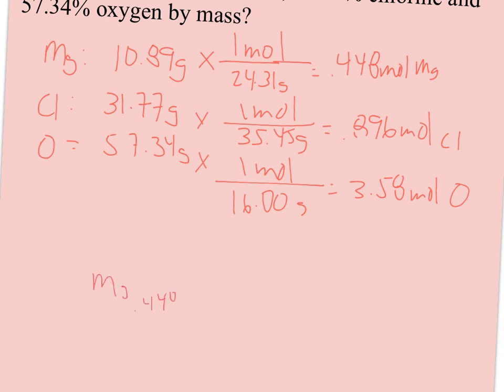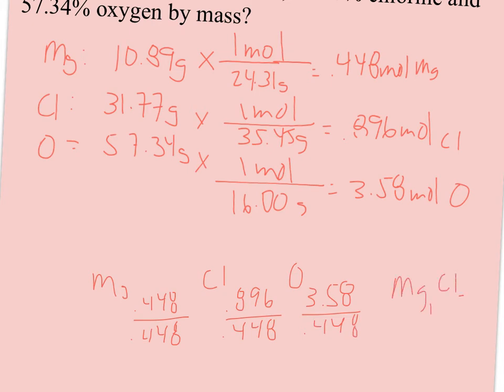So now when I write my formula, I'm going to write Mg 0.448, I'm sorry, Cl 0.896, O 3.58. Now we know that's not what any formula looks like because it has to be whole numbers. But now when I divide by my smallest subscript, 0.448, hopefully I will get whole numbers for each of these. Mg is going to become 1, Cl becomes 2, 3.58 divided by 0.448 becomes 7.99, which is close enough to 8. So my formula is MgCl2O8, my empirical formula.